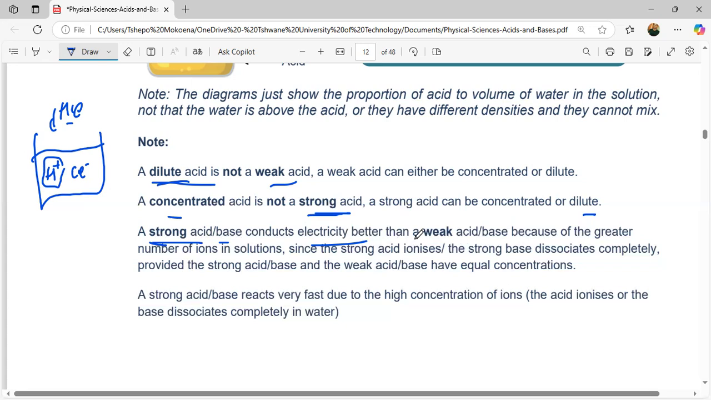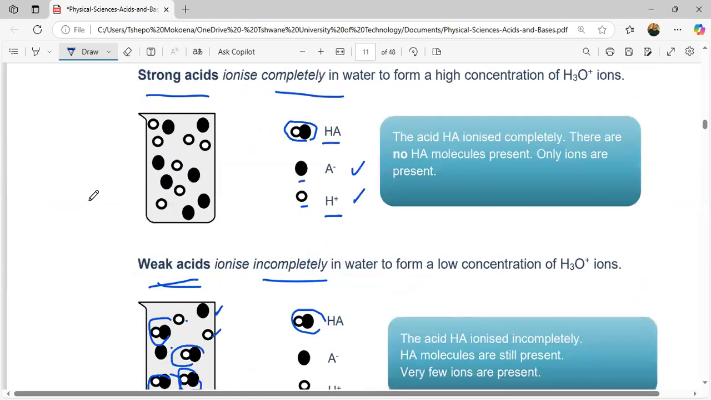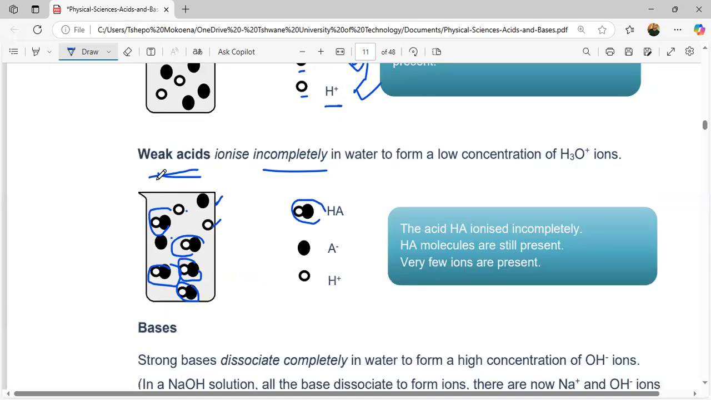Why? This is a weak acid. Let me go back to that so that it makes sense. This is a strong acid. We do not have acid in the solution. Rather, we have the ions, right? We have the ions. That's a strong acid. A weak acid, we still do have the acid, which is these ones that I have highlighted over here. And then we have fewer ions.